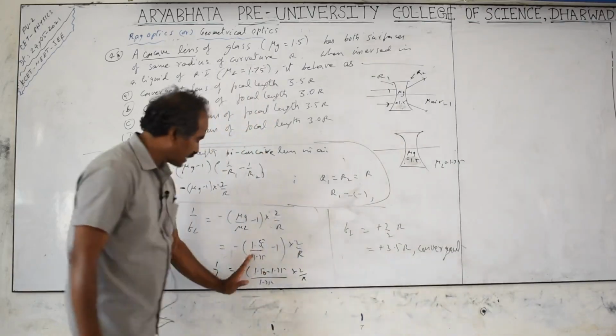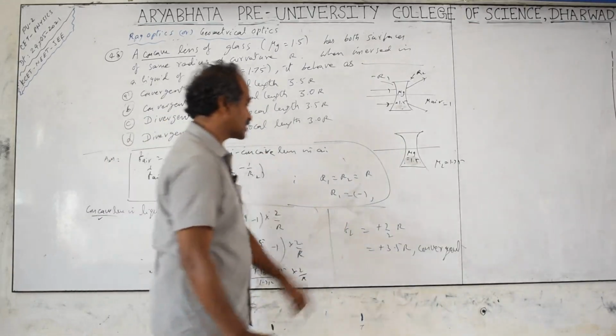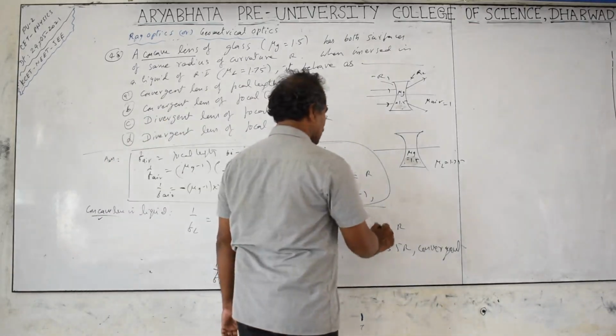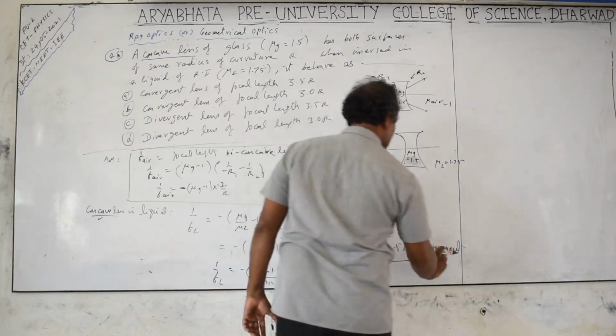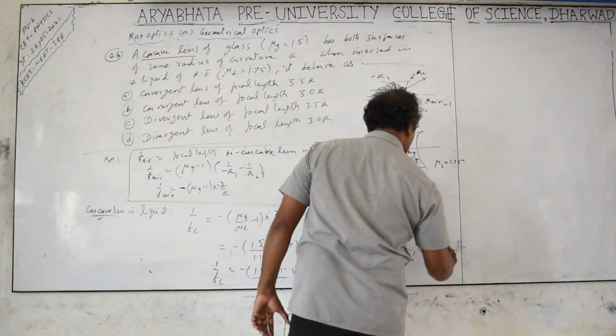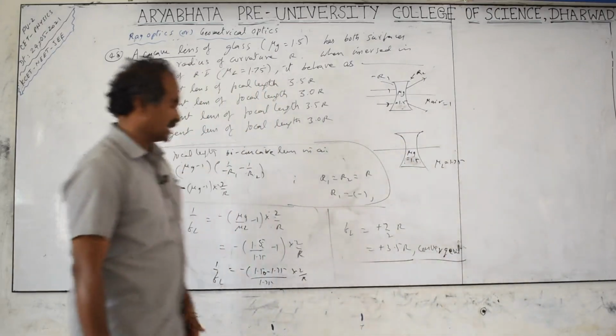And this bracket portion becomes minus 0.25. Minus into minus is plus. The result is plus 7 by 2R. 7 by 2 means 3.5 R. Plus is coming, which means it behaves as a convergent lens or converging lens, behaving as a convex lens.